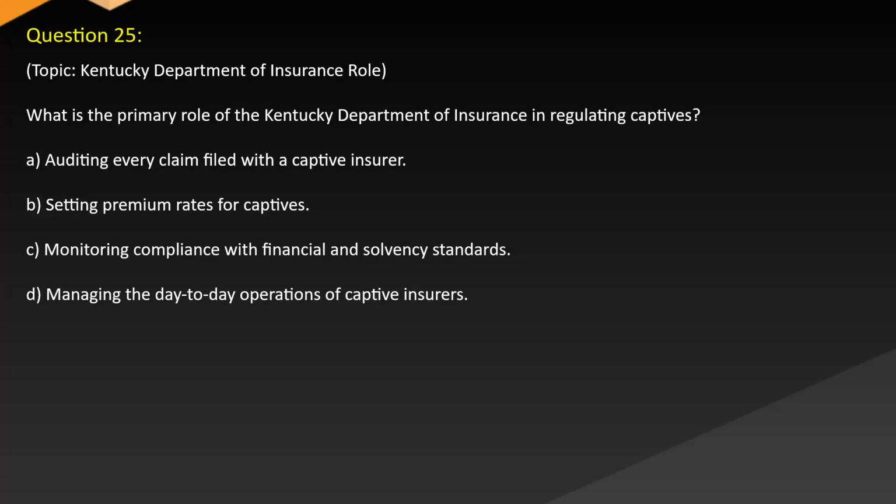Question 25. Topic: Kentucky Department of Insurance role. What is the primary role of the Kentucky Department of Insurance in regulating captives? A. Auditing every claim filed with a captive insurer. B. Setting premium rates for captives. C. Monitoring compliance with financial and solvency standards. D. Managing the day-to-day operations of captive insurers.